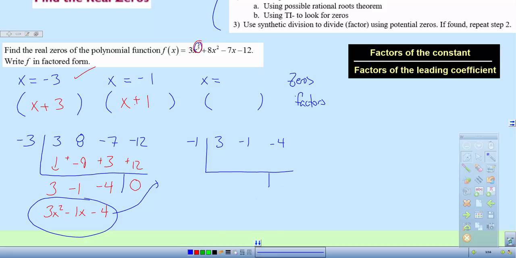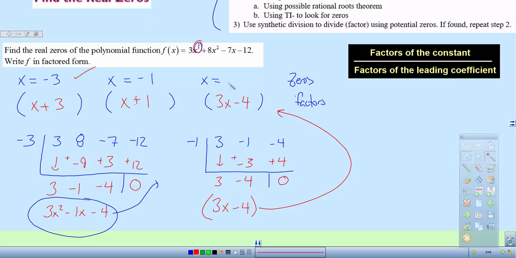Create a spot for my remainder. Bring down my first term. A negative times a positive is a negative. I add, I get -4. A negative times a negative is a positive. I add, I get 0. I'm 1 degree less now. I started with x cubed, divided out once and got x squared, divided out again and it took me down to 3x minus 4. That is my last factor, so my job is to take that factor and make it into a zero.